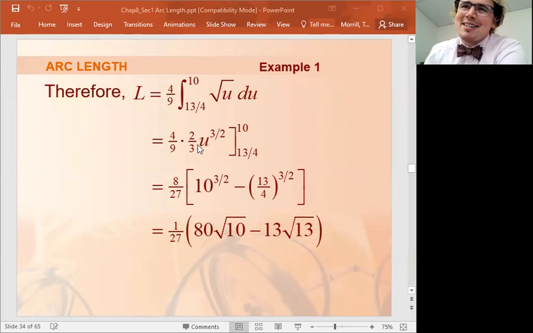Fundamental theorem of calculus says use our antiderivative 2/3 u to the 3/2 power. Evaluated at the endpoints, and we get this figure: 1/27 of the quantity, 80 roots of 10 minus 13 roots of 13. Okay, fine. That expression certainly defines a real number. If I wanted to, I could find a decimal expansion, but I don't, so I won't.